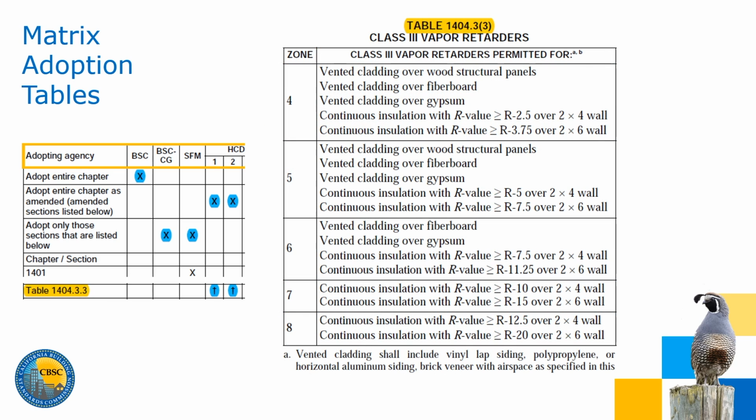And here, same Chapter 14 MAT again. Table 1404.3.3, which should actually be Table 1404.3(3). This is the table that is not adopted by HCD 1 and HCD 2, as indicated with an obelisk symbol in the matrix adoption table, which means that the table does not apply to all the occupancies under HCD 1 and HCD 2 application.